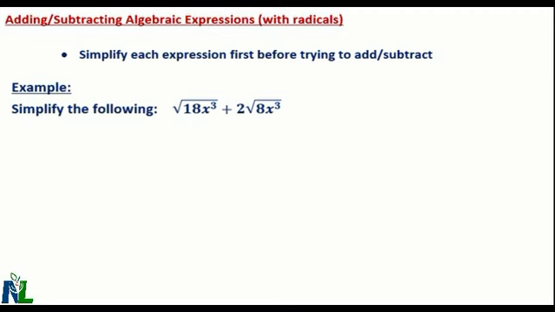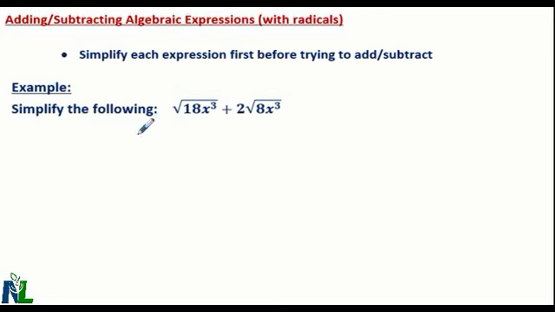This example shows how to simplify an algebraic expression containing radicals. Note that I've mentioned that you can simplify each expression before you try to add and subtract. Each example will be a little bit different, of course. Here I notice that both of these radicals contain x to the power of 3. So there are a couple of different ways you could do this question.